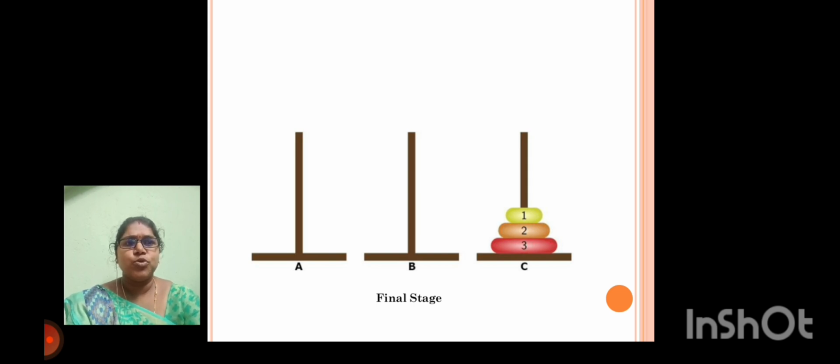So we need to move all the disks. There are n number of disks. Here, for example, we are considering only 3 disks. So we need to move all 3 disks from A to C.